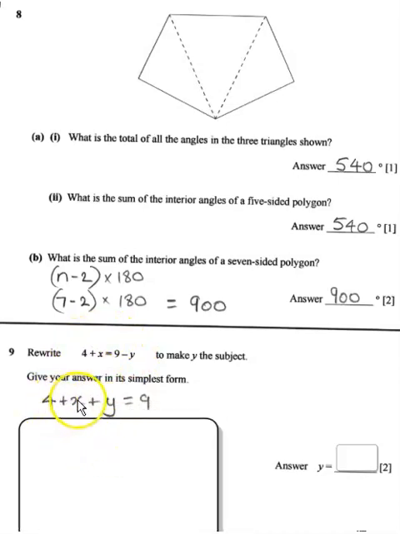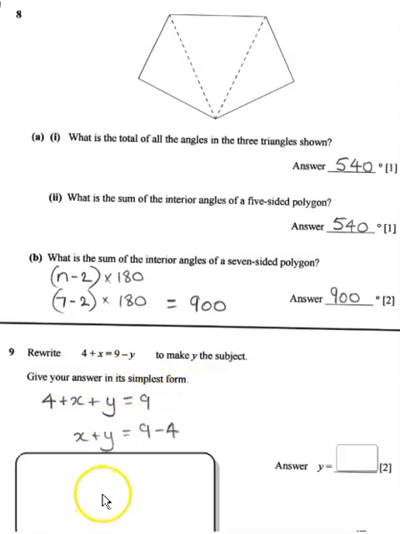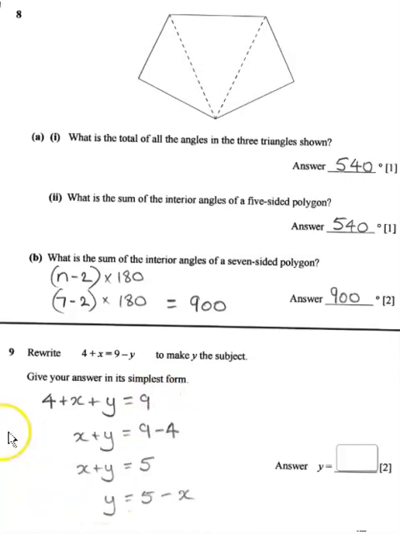So we've got 4 plus x plus y equals 9. For this one now, it's a 4, so it's a positive 4. So if we move a 4 across to the other side of the equation, we get 9 take away 4. And that's going to be 5. So then we think of the x, because we're looking for y as a subject, so y equals 5 take away x, which we have here. And that should be the final answer to that one.